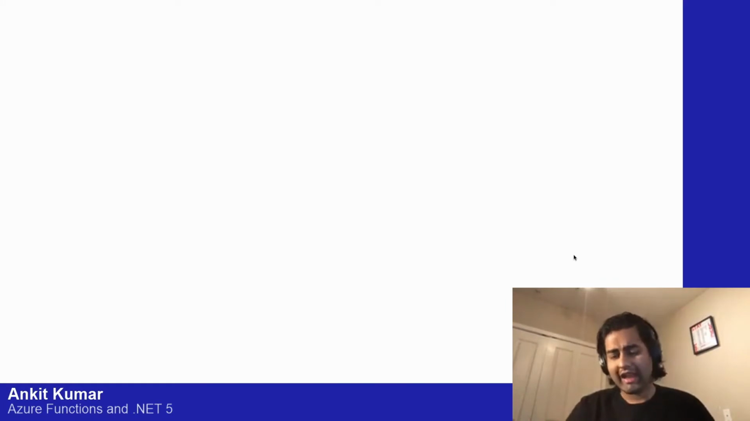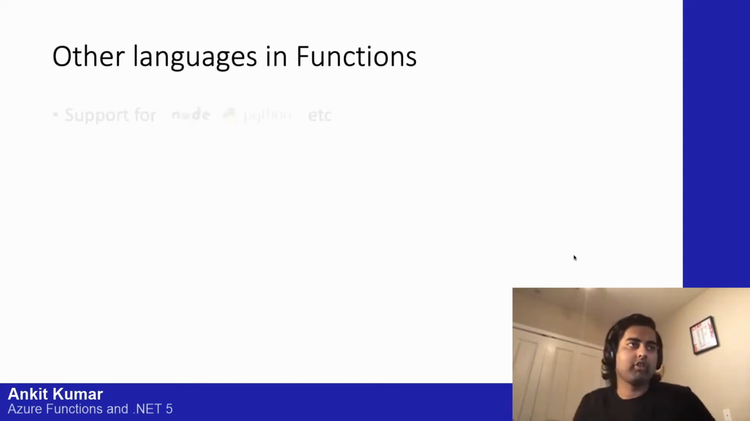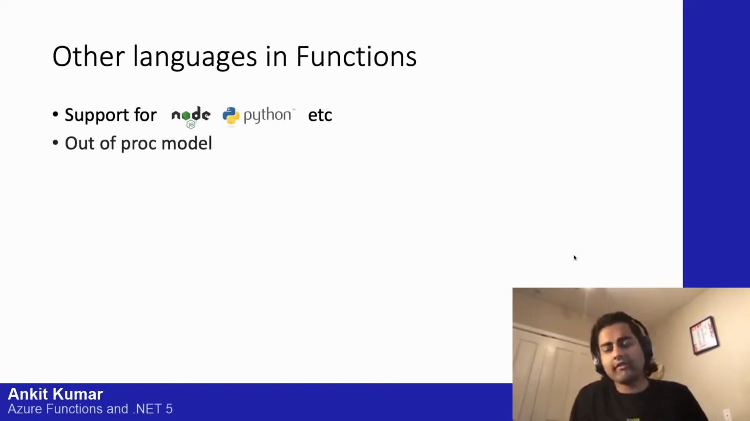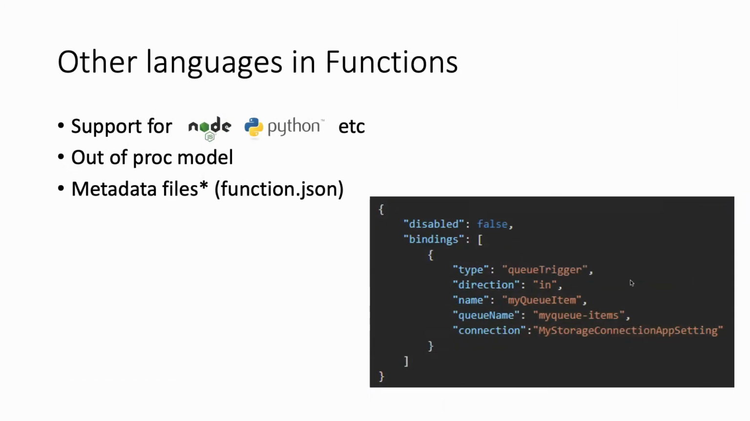Okay, so now the question may come: how do other languages work in functions, right? Because we do have support for languages like Node, Python, Java, PowerShell, and some others, I believe. And these form an out-of-proc model, which is the model I hinted at previously when I was talking about language workers. In that environment, you also typically have files called function.json files. I believe Node and Python definitely do. What that does is it provides some metadata and binding information for each function, what all bindings are required, that the host then takes into account to start up the appropriate listeners and invoke those executions.